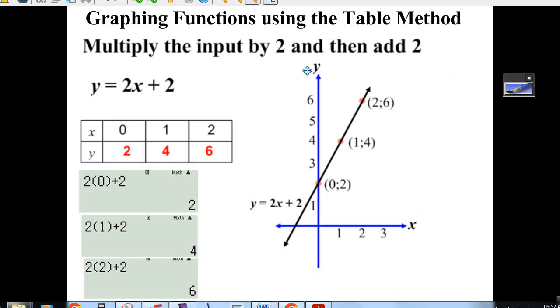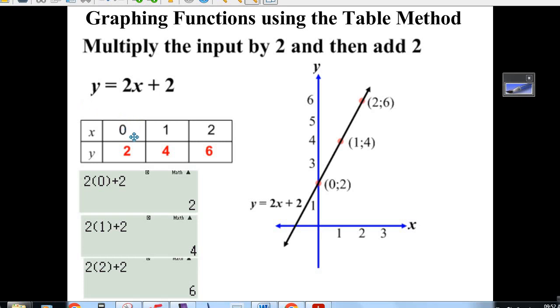Okay, we're going to look at graphing functions using the table method. And here's this thing. This is called a function. Y equals 2x plus 2. Why is it a function? Well, if you put in different numbers in for x, you always get one thing out for y. That's what makes it a function. One thing in, one thing out.